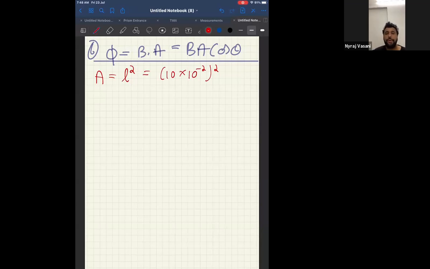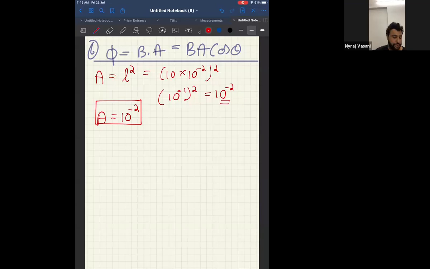Why did I do 10 into 10 power minus 2? Because it is in centimeters. Now tell me, 10 into 10 power minus 2, can I say is 10 power minus 1, the whole square? What is 10 power minus 1 the whole square? It is 10 power minus 2. Therefore, I can say area is given as 10 power minus 2. This is my first data. Everyone make a note.